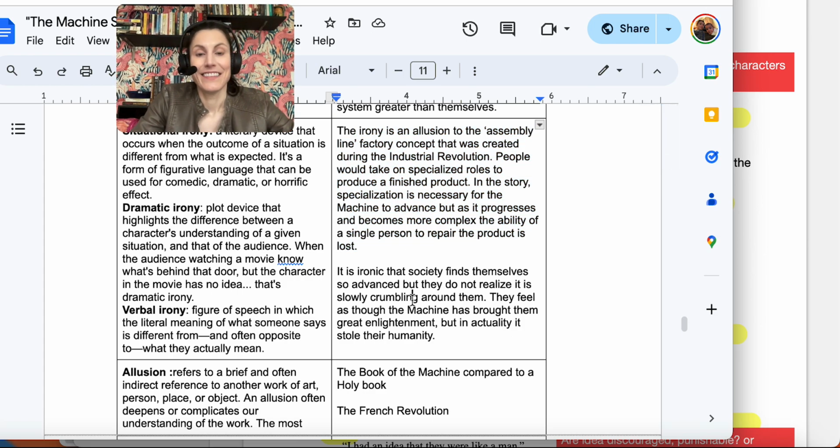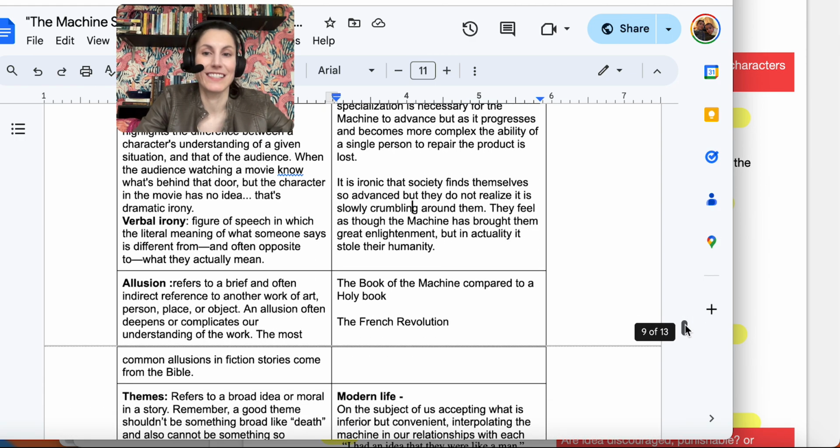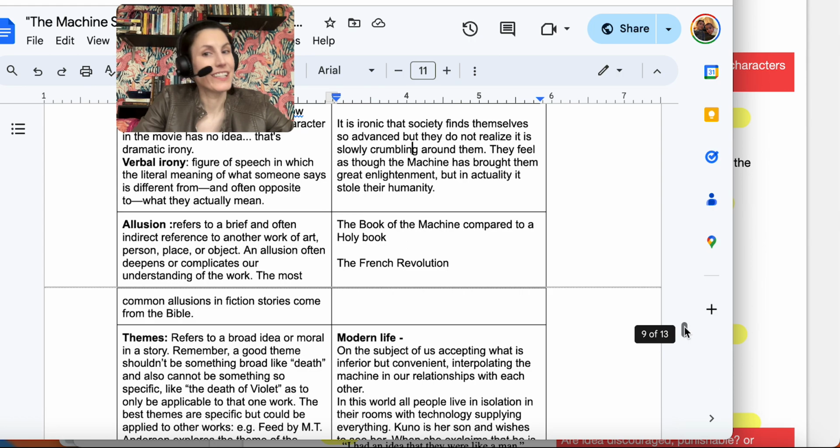The irony, they consider themselves so advanced and enlightened, they don't even notice that society is crumbling around them. The machine has a bunch of latent problems that no one is realizing yet, or they're realizing it, but they're just accepting it. People's acceptance of what is just okay, what's good enough.